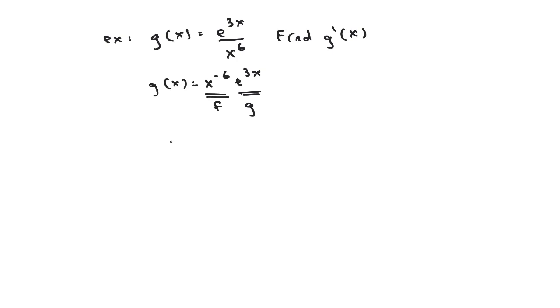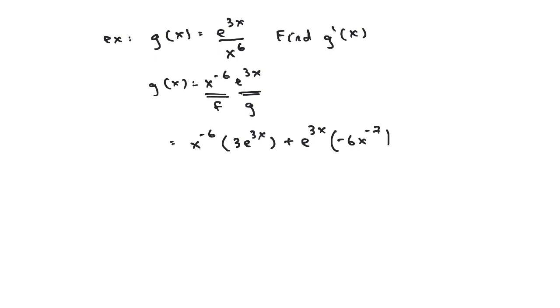And I'll say that this is the first function, which is x to the minus 6, times the derivative of the second function, so that's 3e to the 3x. So I take the derivative of the exponent, which is 3, and multiply that by the original function. And that's plus the second function, which is e to the 3x, times the derivative of the first function, which is minus 6x to the minus 7. And this would be a reasonable answer.